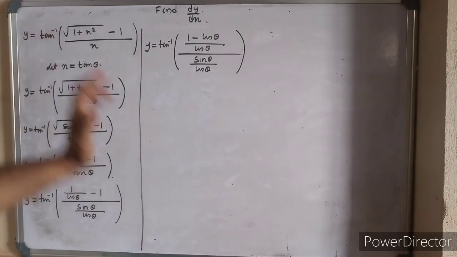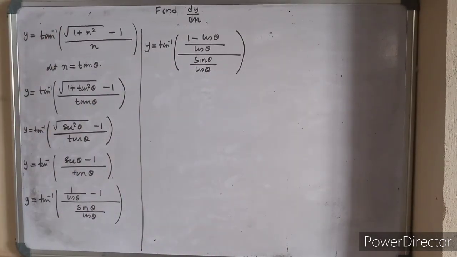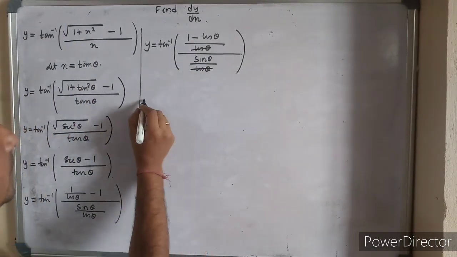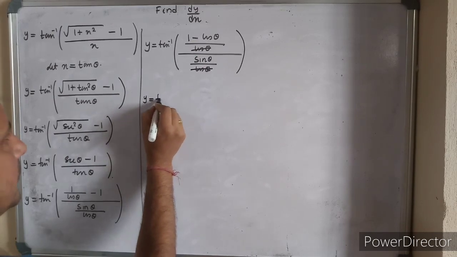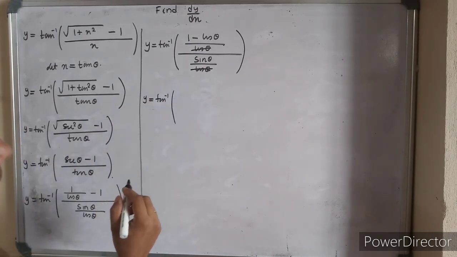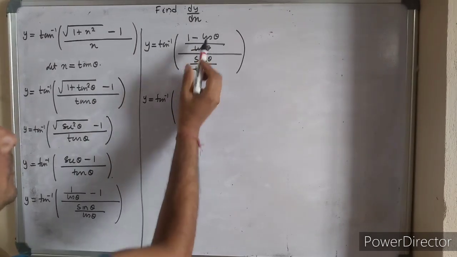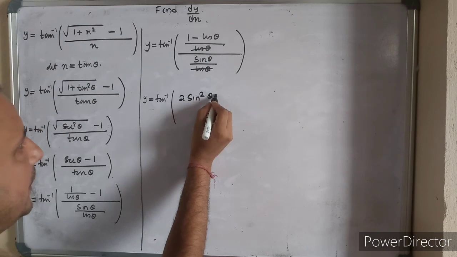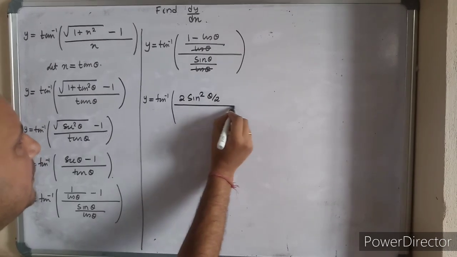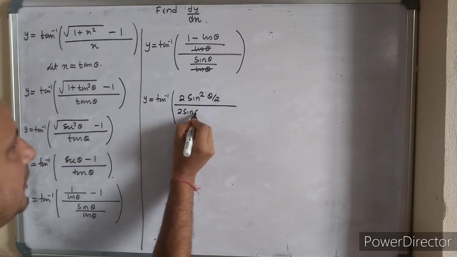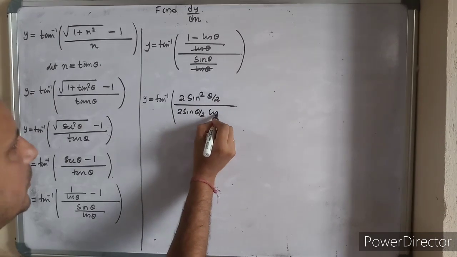Sin theta over cos theta. Now after taking LCM, we can cancel this cos. Then the next step is very important. The formula that you have to remember, the multiple angle that I'll use: 1 minus cos theta is 2 sin square theta by 2, divided by sin theta, which is 2 sin theta by 2 cos theta by 2.